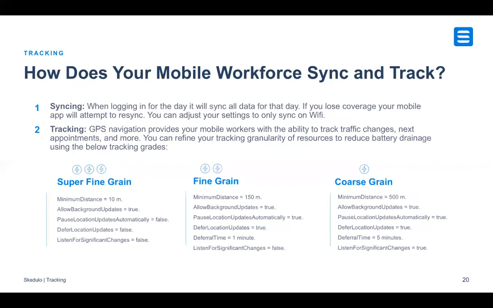This basically tracks a resource down to within 10 meters of accuracy, and it's basically tracking them continually the whole time in the background on the super fine-grained setting. The fine grain is slightly less frequent tracking, around about every minute, and it's within 150 meters of granularity. The coarse grain is every 5 minutes and within 500 meters, and obviously uses a lot less battery life because it's using the GPS less. And so having the flexibility to sort of change between the granularity of tracking can be important for a lot of businesses.